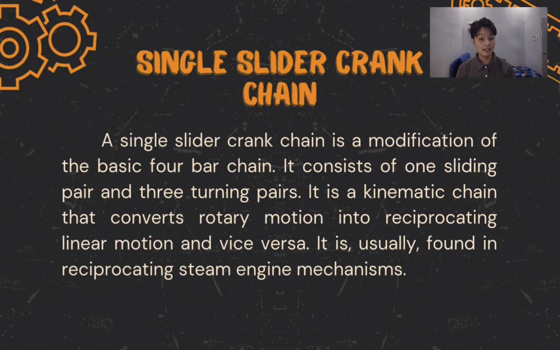So, as I've said, it consists of 1 sliding pair and 3 turning pairs. It is a kinematic chain that converts rotary motion into a reciprocating, or back and forth repetitive, linear motion and vice versa. So, we may ask how does it differ from a slider crank mechanism?